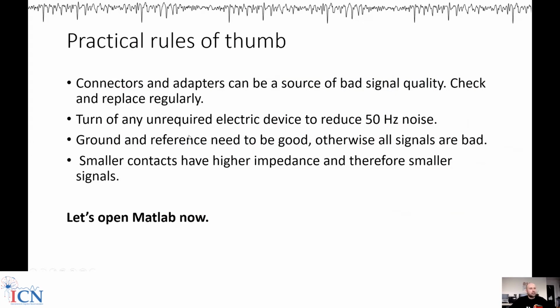Okay, so some practical rules of thumb, or another question? I think there's Konstantin also that has a question. Sure. Yeah, hi, can you hear me?